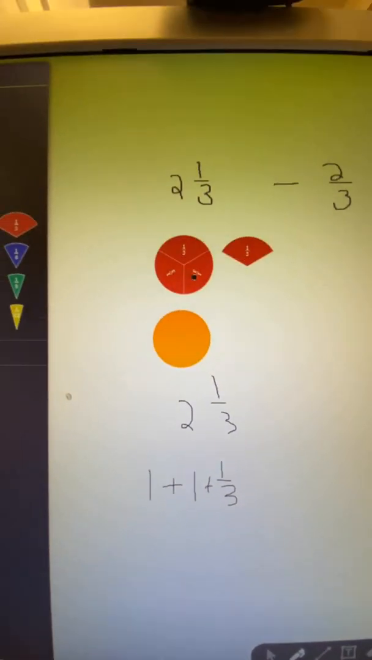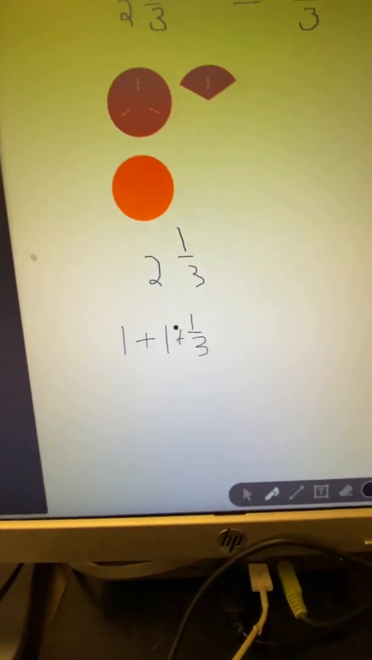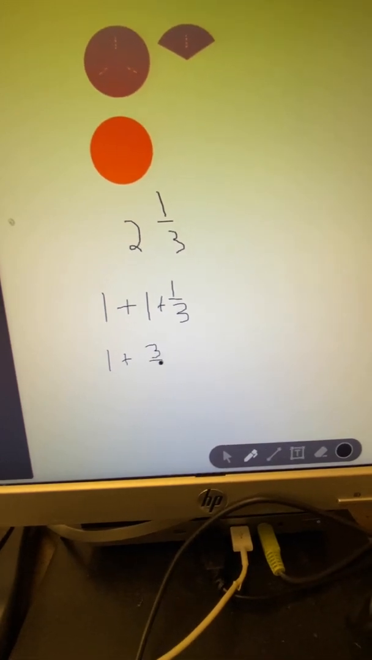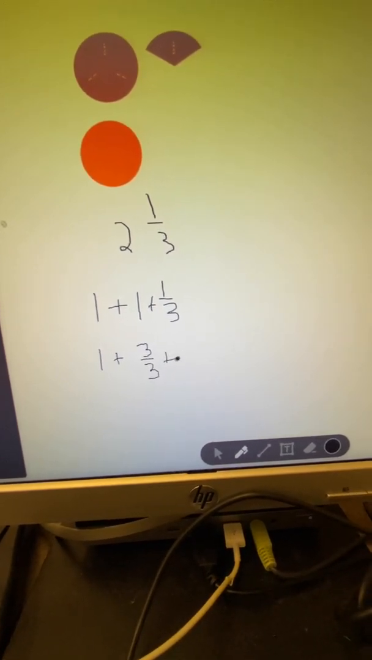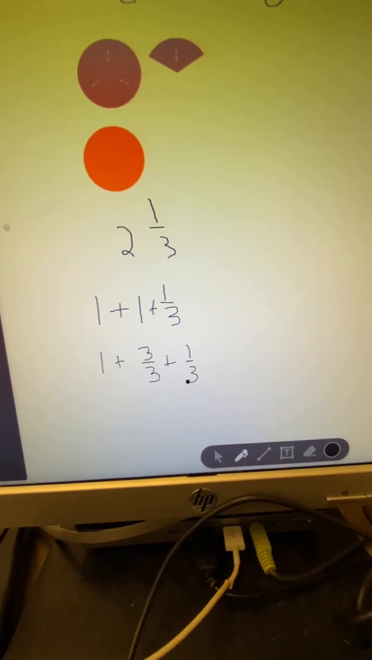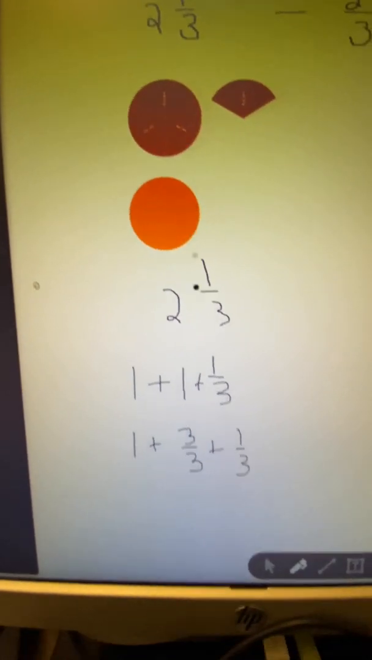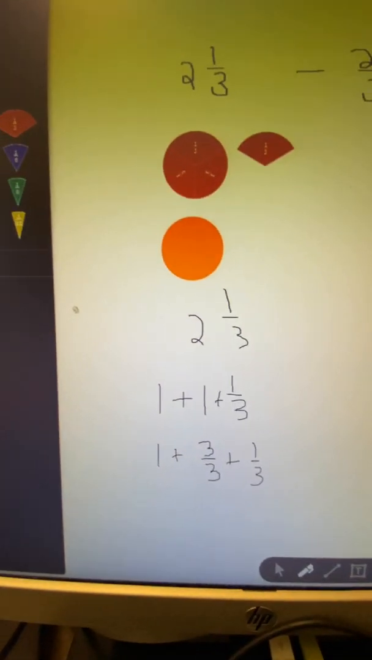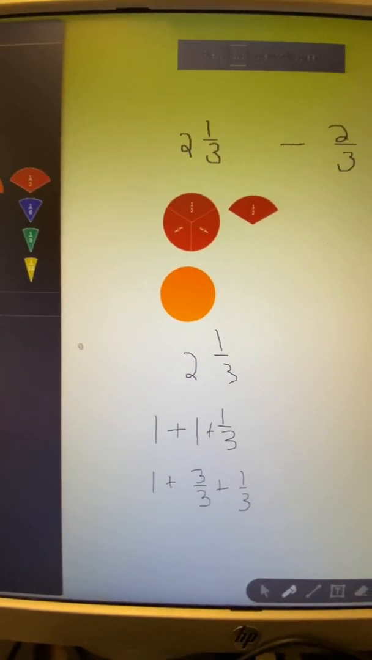But then I took this whole amount here and I divided it into thirds. So I took one of the whole amounts and I put it into thirds. So it became 1 3/3 plus another third here. And now you can see if I combine this all together. So let me combine that all together. Whoops, just move this down a little bit.